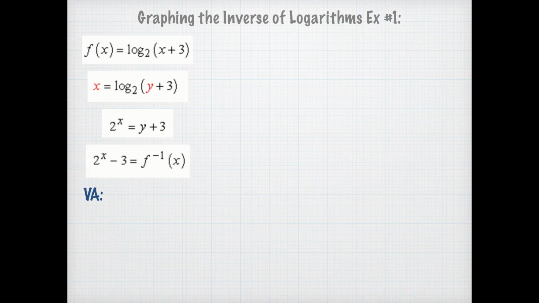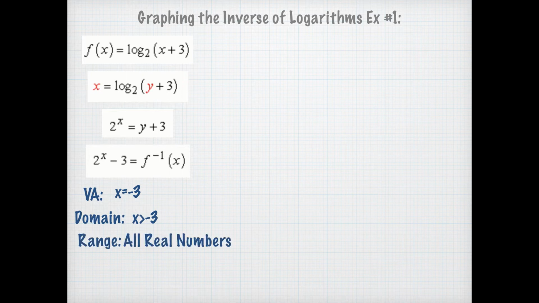So for my log graph, okay, my vertical asymptote represents the value that x cannot be equal to. Okay, so if you think about it, if you look at this log equation, log base 2 of x plus 3, the value within that log cannot be 0 because there's nothing that you can raise 2 to in order to get 0. So your vertical asymptote would be x equals negative 3. The domain is going to be that x has to be greater than negative 3, because remember, 2 raised to the nothing would give you a value less than or equal to 0, and your range would be all real numbers.